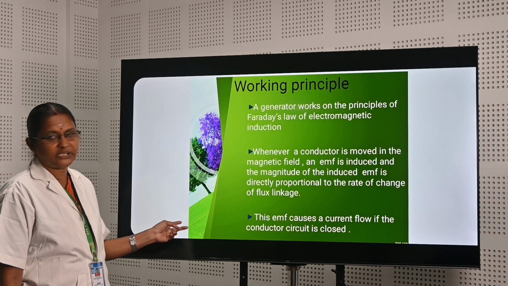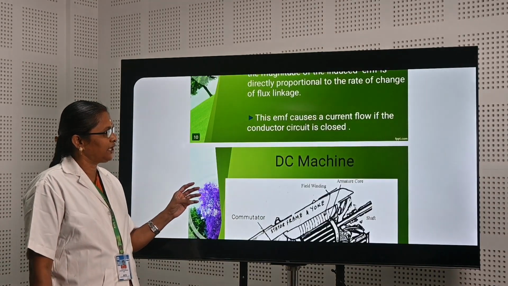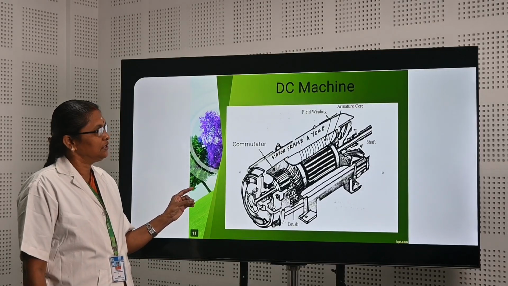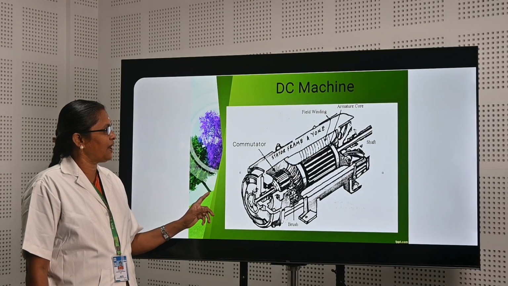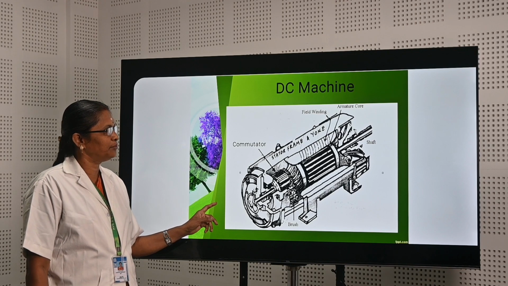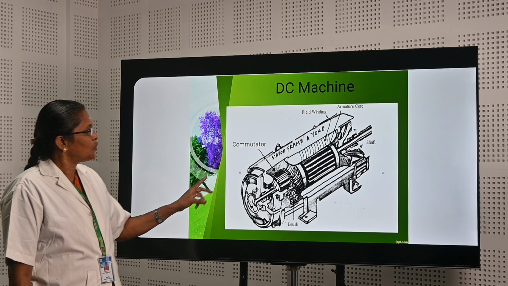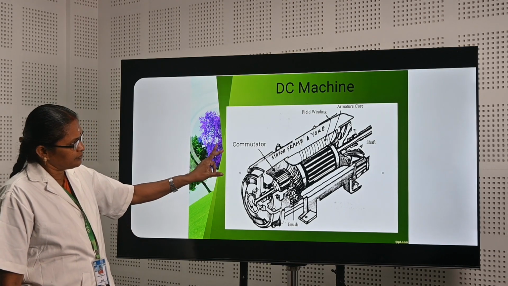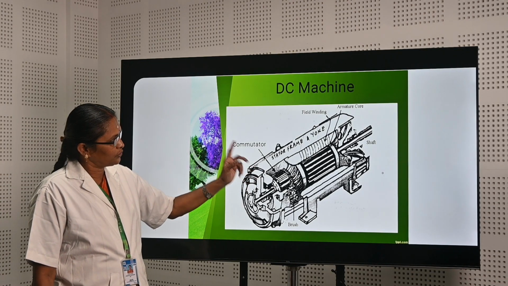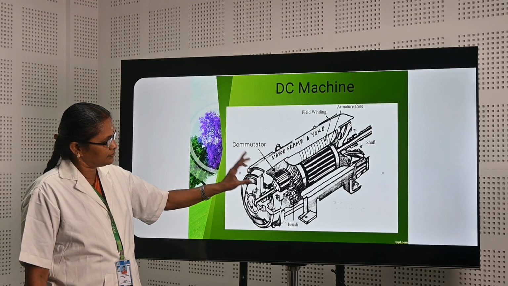The main parts of the DC generator are the commutator, armature and the pole. The armature is the stationary part and the commutator is the rotating part and the pole is the exciting system. So the commutator rotated in the armature.